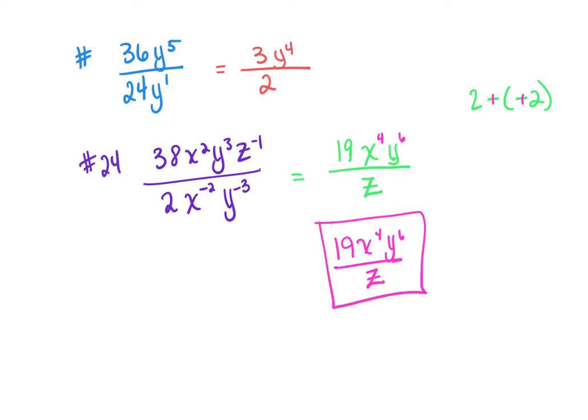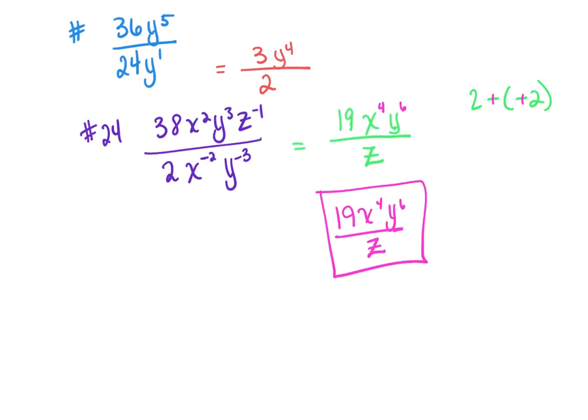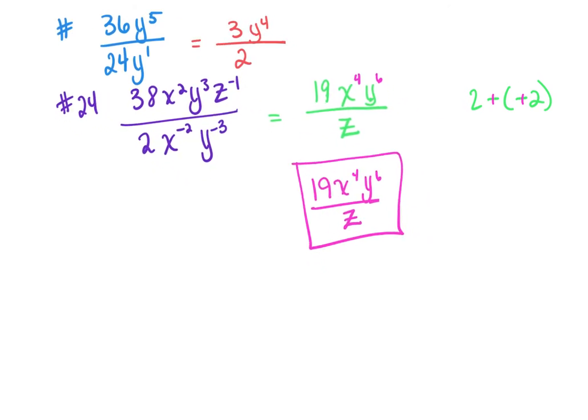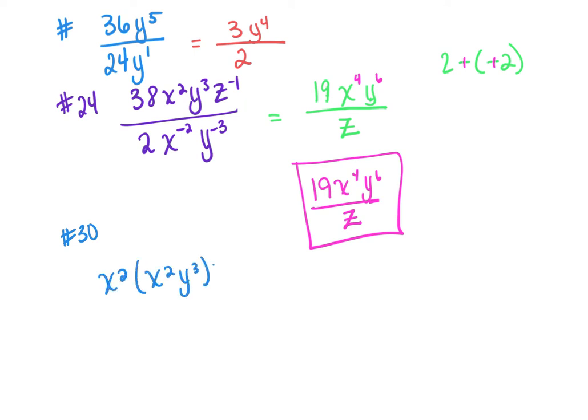Good? I'm going to scooch that up, and then we can do 30. All right, let's look at 30. All right, number 30. We have x squared times (x squared y cubed) to the negative 3. All right. So far, so good. Deal with the one that is in parentheses first.